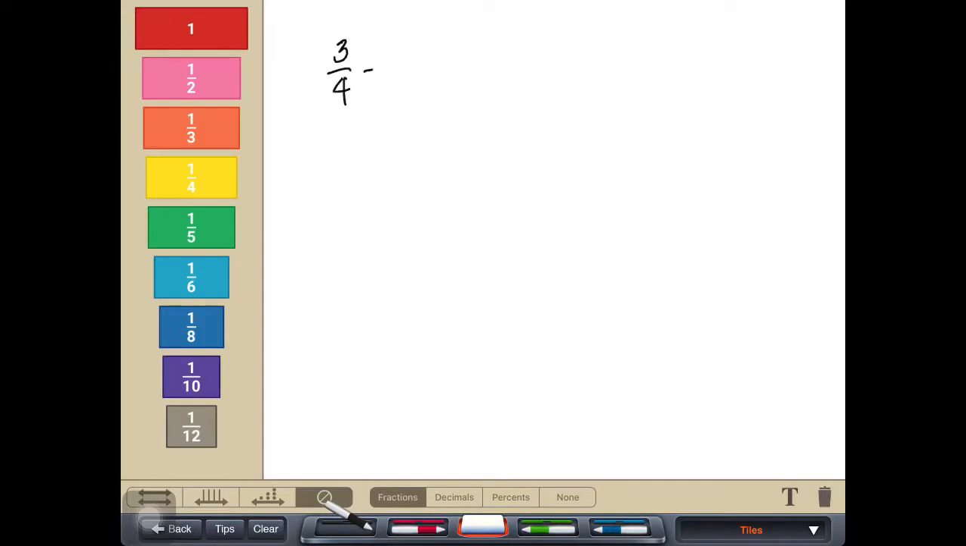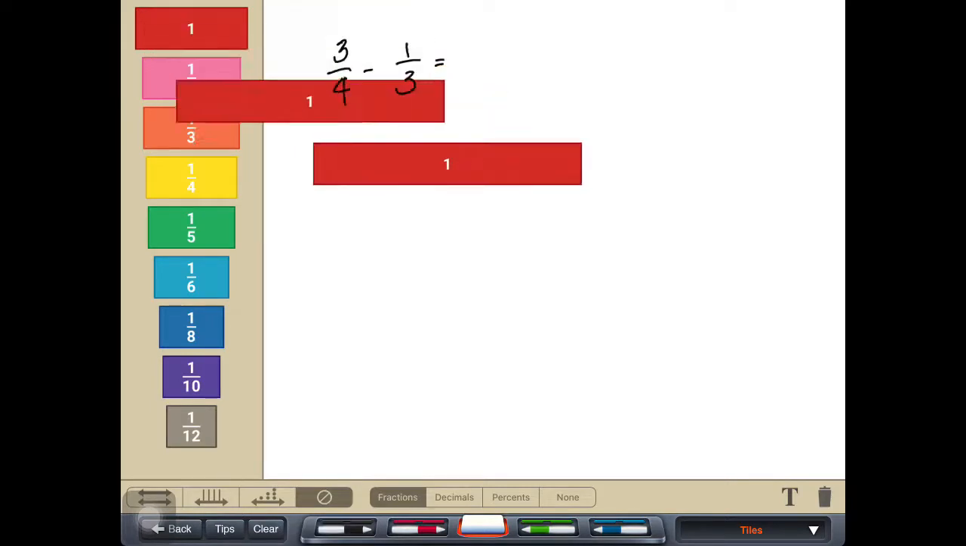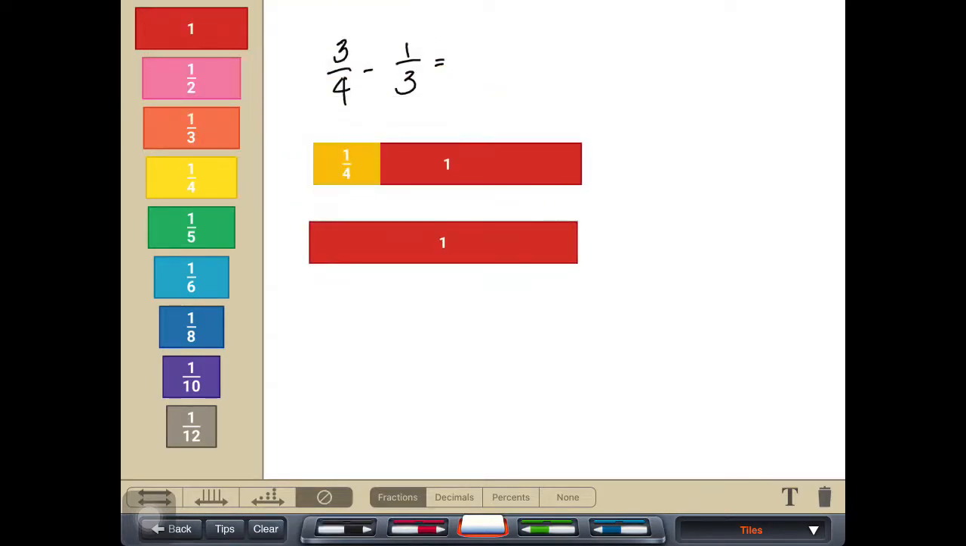3/4 minus 1/3. Okay, so again, just like addition, we cannot subtract fractions of different denominators. I have to turn them first into the same denominator. But since I cannot change fourths to thirds and thirds to fourths, I would have to find a number that I can turn them into. Okay, so let me just show first what 3/4 looks like. So this is 3/4 and 1/3.